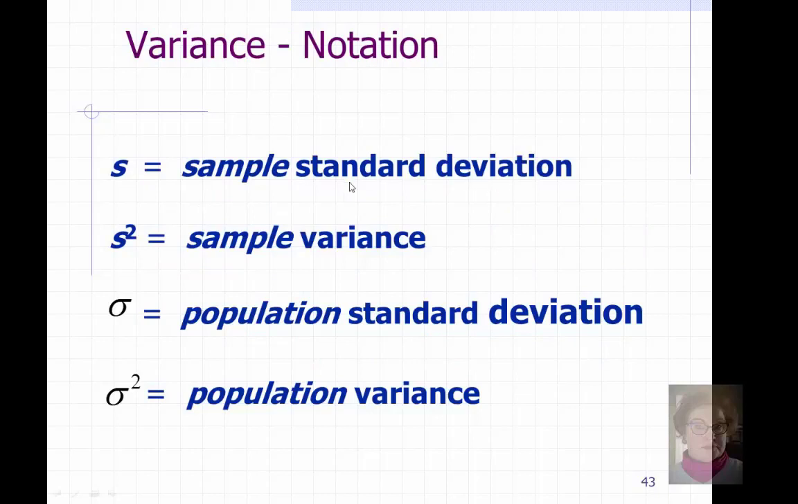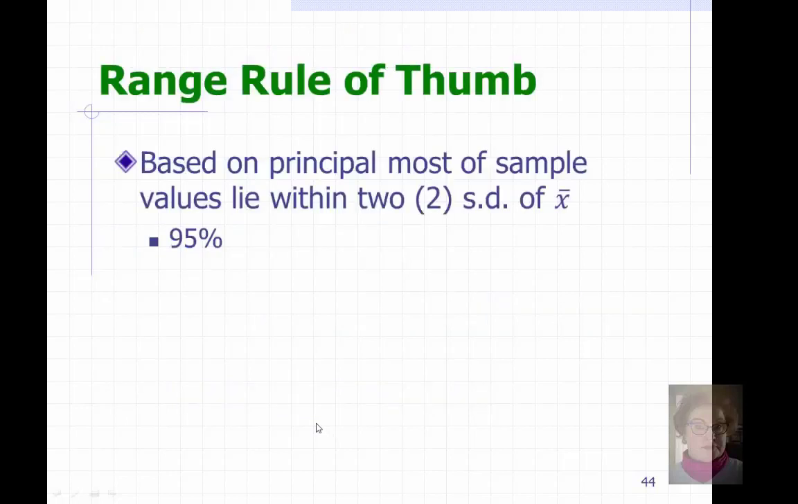So again, S has to do with the sample standard deviation, and S squared is the sample variance. Sigma stands for the population standard deviation. Sigma squared is the population variance. Now range, remember, was the top and the bottom: the difference between the top and the bottom.